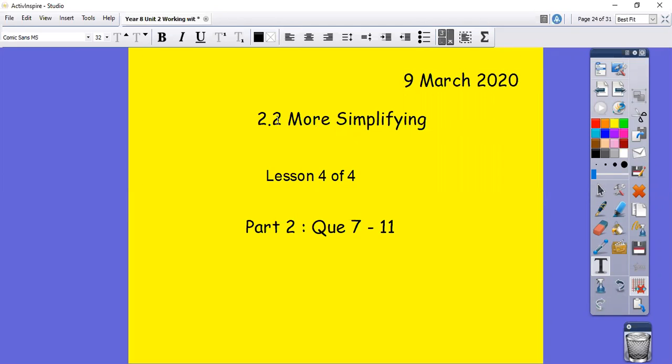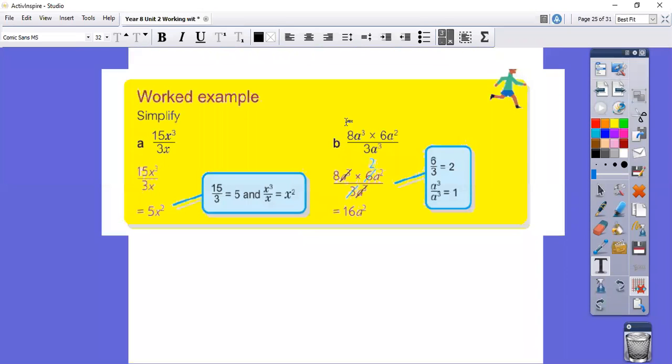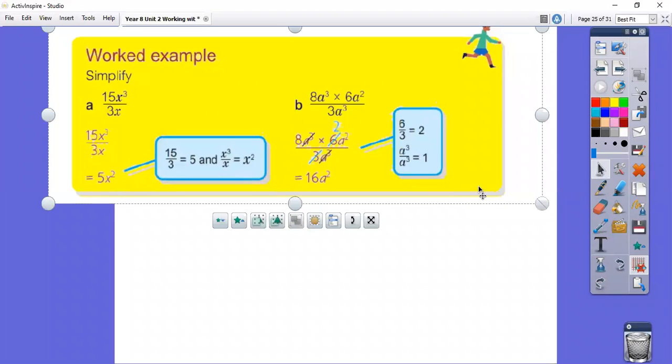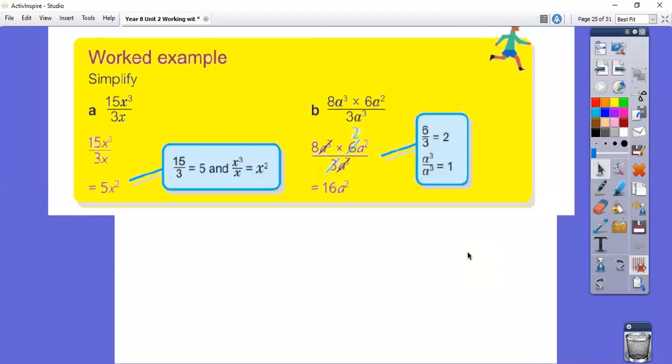And we are on part 2 of More Simplifying from Unit 2, Powers. So today will be lesson 4 of 4 for this week, and we will continue looking at questions 7 to 11. So moving on, looking at question 7, but before we do that, let's just have a quick look at this worked example from our book. Remember, you have a copy of the full chapter, so if there's any questions you can't see on the screen, please refer back to the book in the PDF version.